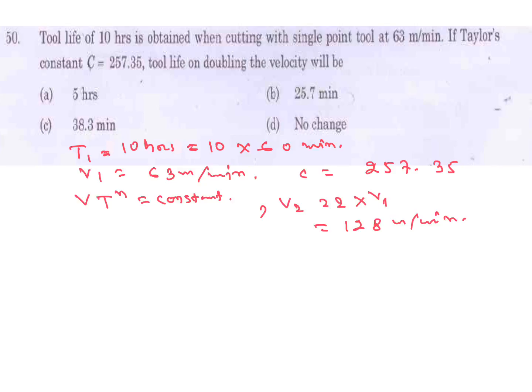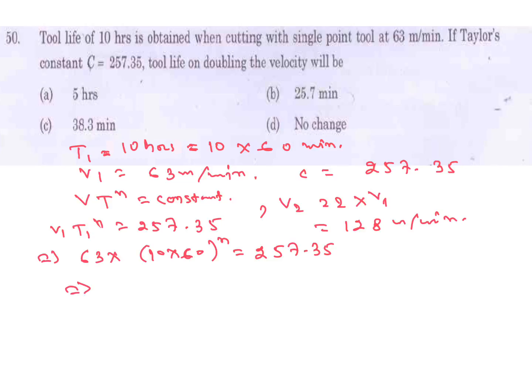First you calculate the value of n. V1 T1 to the power n equal to 257.35. 63 into 10 into 60, that was given in hours, so you convert it to minutes, equals 257.35. So n equal to ln 4.08 over ln 10 into 60, by using a calculator I am doing this. Will get n equal to 0.219.